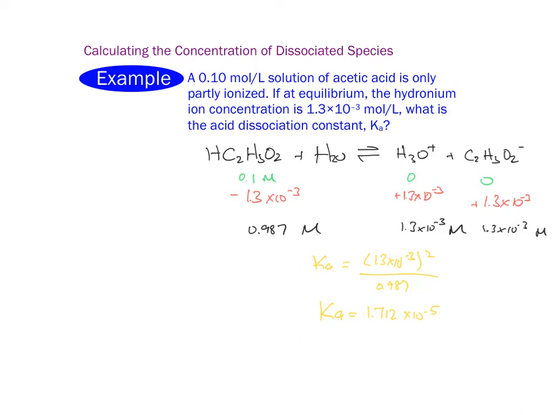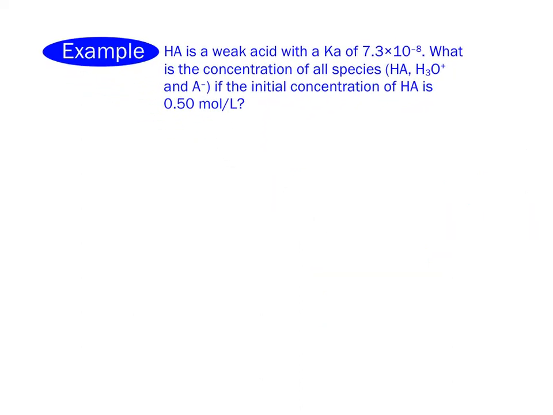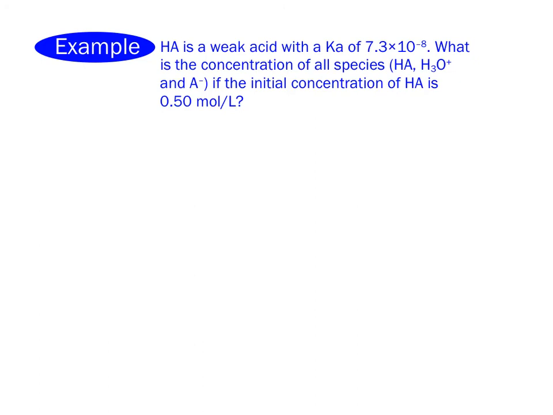All right. And with that, we're going to move on to the next example. So here's the next example. HA is a weak acid. It has a Ka of 7.3 times 10 to the negative 8. What's the concentration of all species if the initial concentration of HA is 0.5 moles per liter? So what would the chemical equation look like to start with?